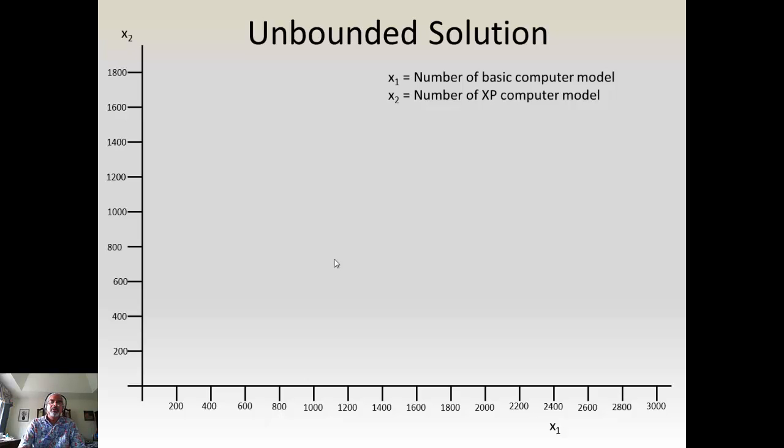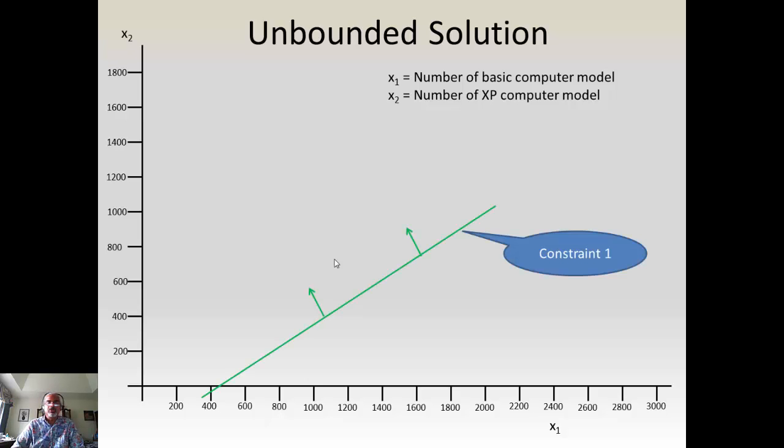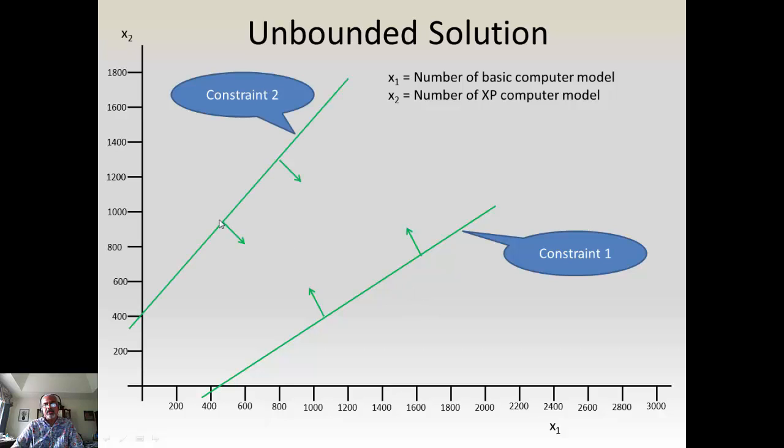Now unbounded solution, here is an illustration of unbounded solution. Suppose you have a constraint and all points this way are feasible, and another constraint, all points this way are feasible, and then you have the iso-profit line. Now if you try to maximize, you see that there is nothing bounding anything on this side, so you have an unbounded feasible region. So theoretically, the objective function line can be increased without bound. So this situation is called unbounded solution.